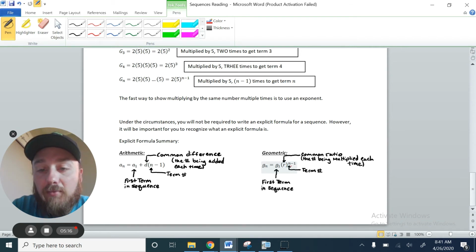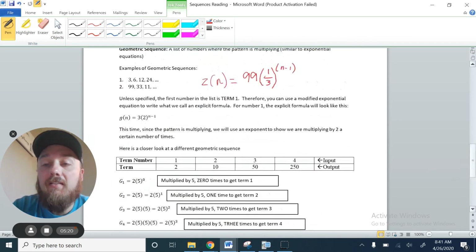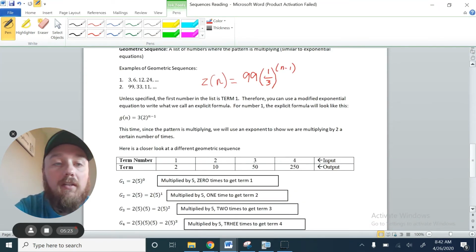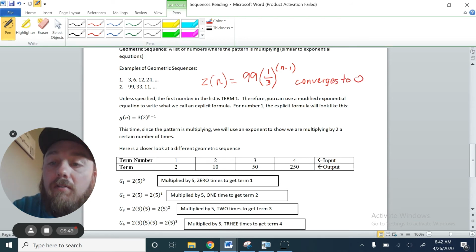And then here, this n minus 1, the n is going to be what term number? So if I wanted to find the 6th term in this equation, I would take 6 minus 1, and then I would raise 1/3 to the 5th power. So 1 over 3 to the 5th times 99. You can see that that's getting smaller and smaller. As 3 gets bigger and bigger, the whole thing is getting smaller and smaller. So this in fact would converge. We would say this converges to 0.